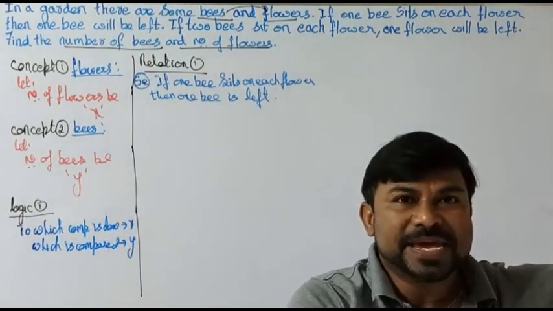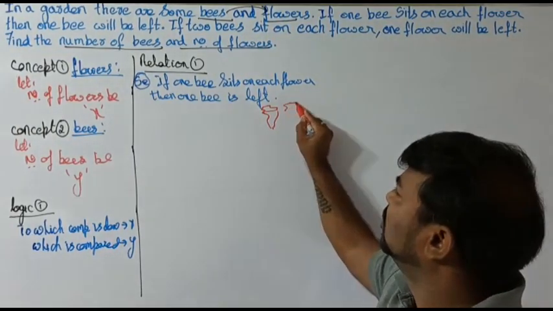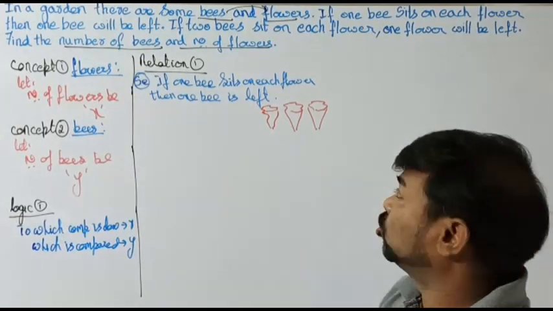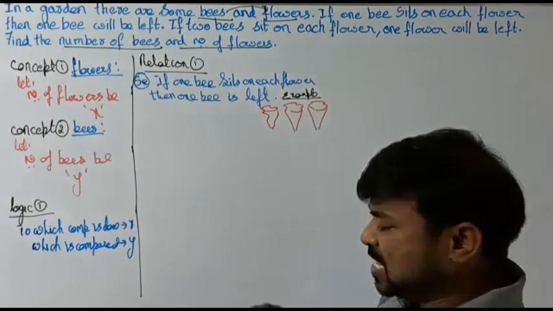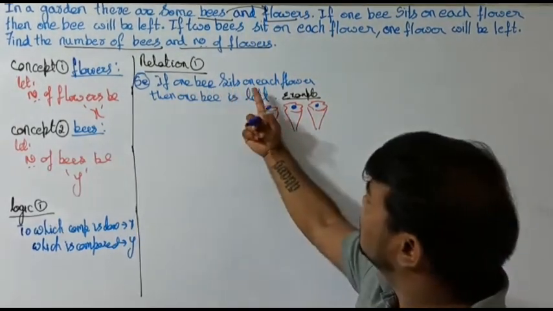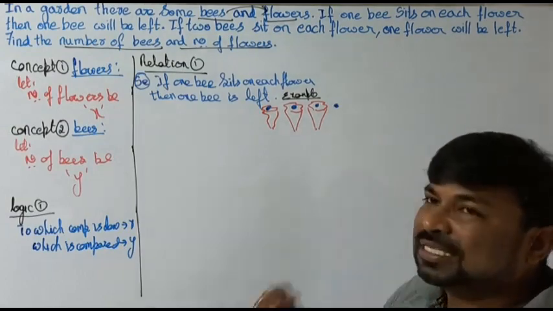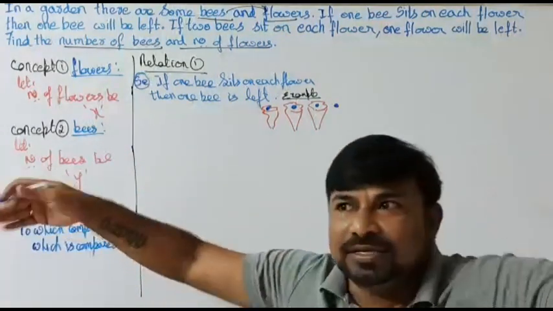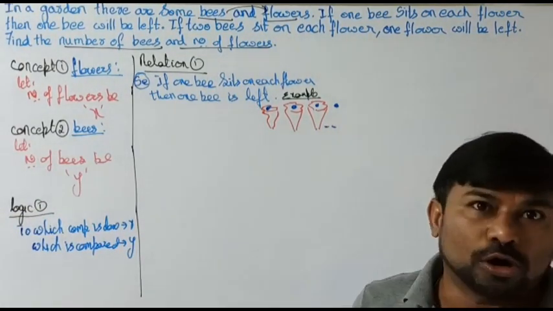If one bee is sitting on each flower, we don't know how many. Let me take these as flowers, just as an example. We are not sure about this. What he says is, if one bee is sitting on one flower, the blue colored ones are bees, this is a flower, this is a flower, this is a flower, then one bee is left over. One bee is left, he doesn't have space to sit. One bee is standing, just flying there in search of a flower. There are only a few flowers. But this is just an example. We are not sure how many flowers there are.